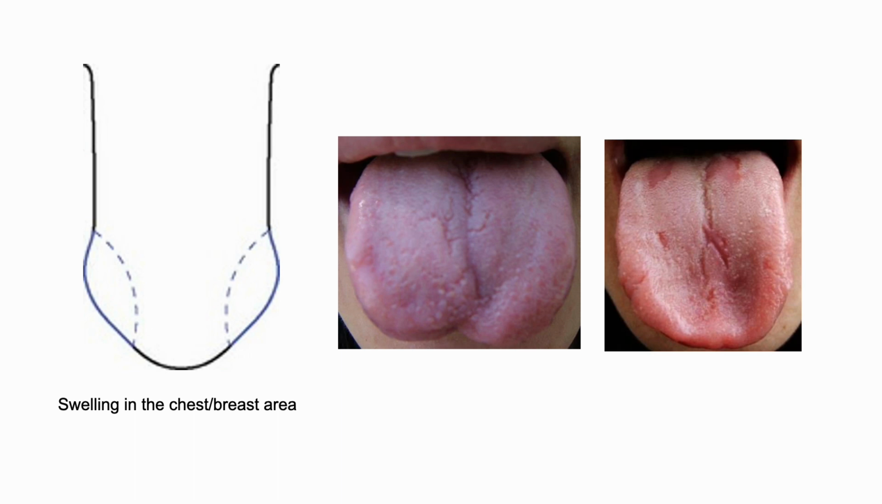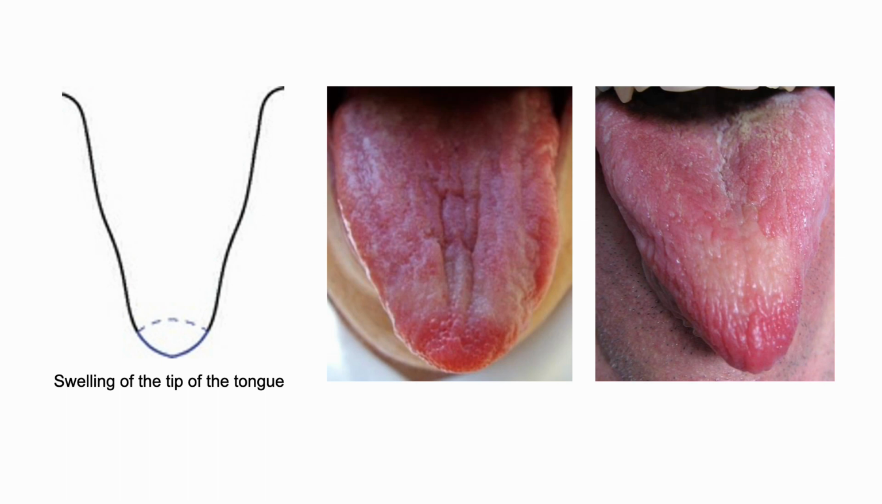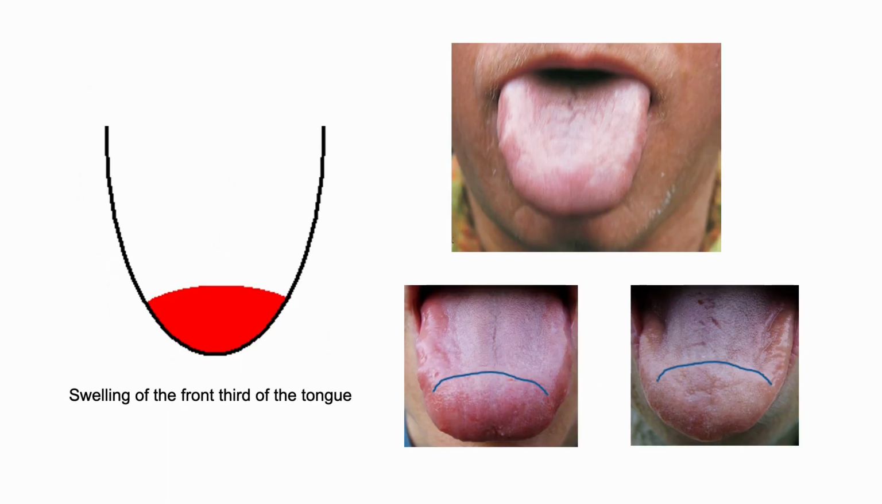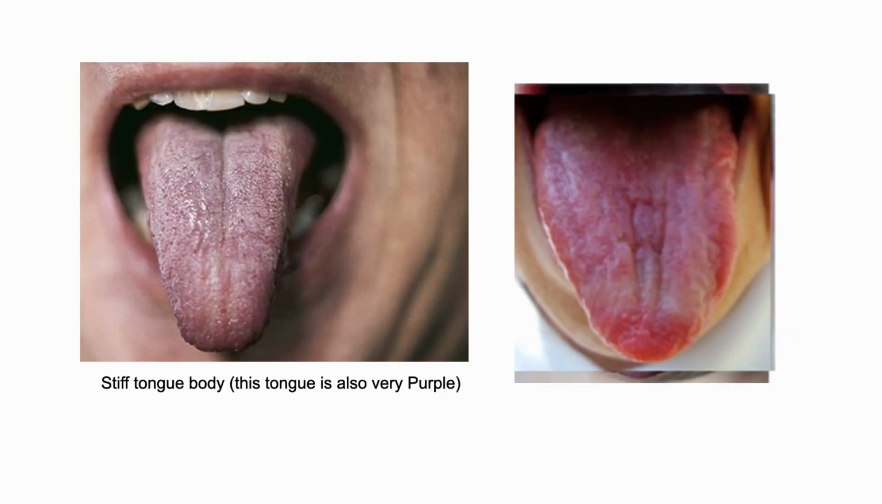A swelling on the sides in the chest or breast area generally indicates either retention of phlegm in the chest or breast or lung qi deficiency. A swelling on the tip of the tongue, usually associated with a red color, is very common, and it indicates heart heat or heart fire, deriving from severe emotional problems. A swelling of the front third of the tongue indicates retention of phlegm in the lungs.